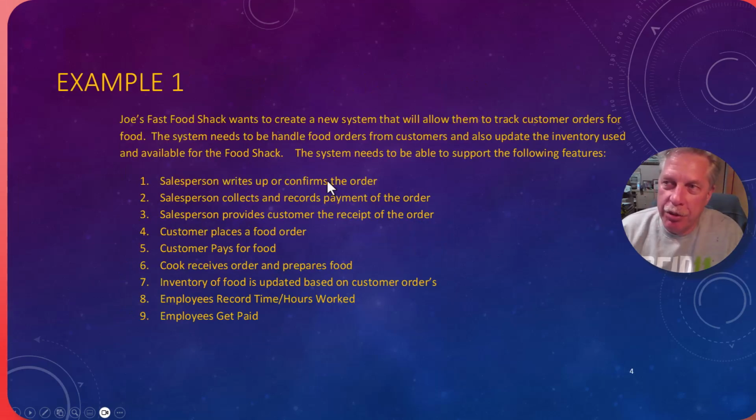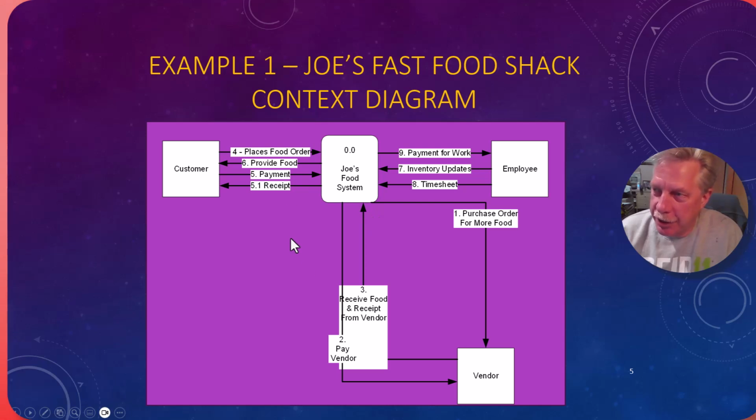We had our example last week from Joe's Fast Food. I won't go through that in detail. You can see that in the first video. And then this was the context diagram. Again, we have these external entities. This is our overall system. And then these are the various data flows or activities that go through our system. And I've numbered them 1 through 9 to reference the information that we have here on this example.